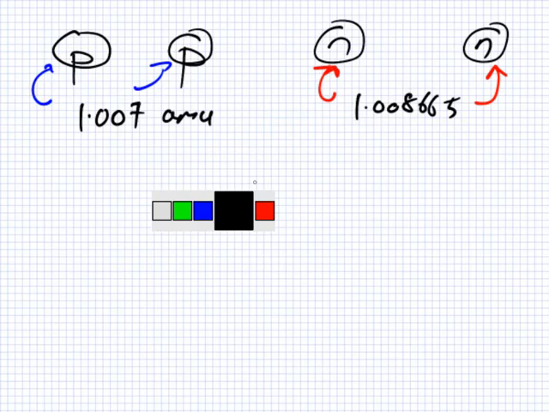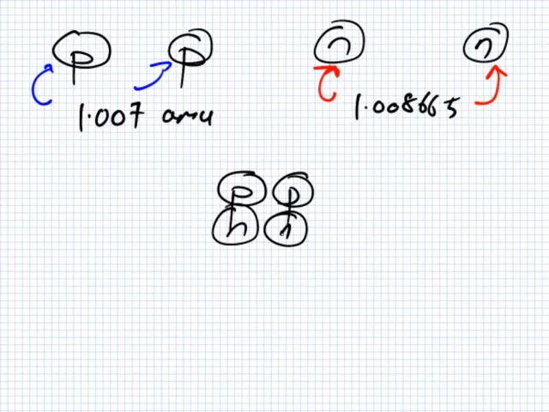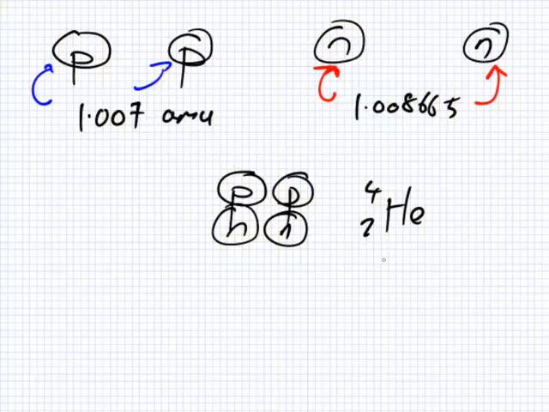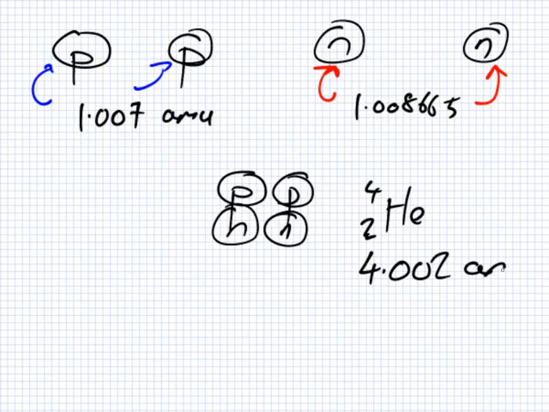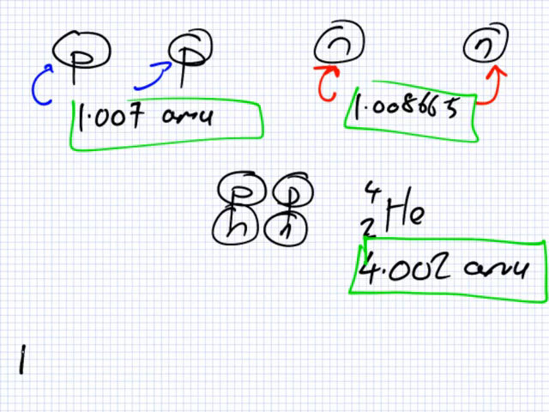And then when they stick together, what atom is this? Two protons and two neutrons. This one is helium, 4-2, and its mass is 4.002 amu. So you think it should be the same as two of these plus two of these. The mass before they're stuck together is 2 times 1.007 plus 2 times 1.008665, which is 4.03133. But the mass after they're stuck together is 4.002.